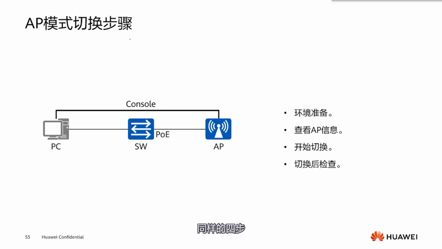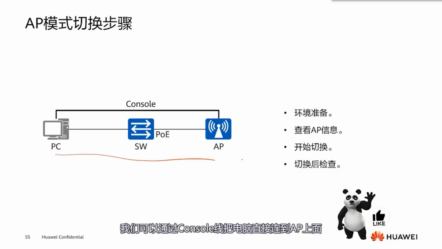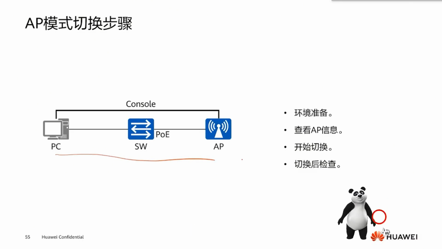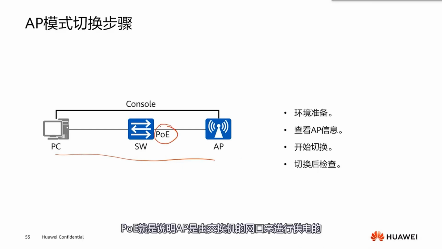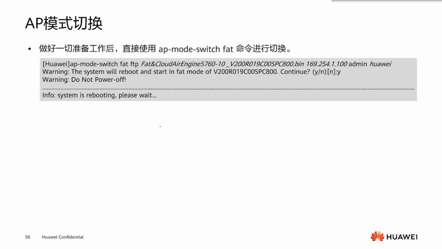Similarly, there are 4 steps: environment preparation, check information, start switching, check after switching. This is our networking topology. We can connect the computer directly to the AP via a console cable, or connect the computer to a switch via an Ethernet port, and then connect the switch to the AP. This PoE indicates that the AP is powered via the network port from the switch, which is known as Power over Ethernet. Next, let's look at the detailed steps.